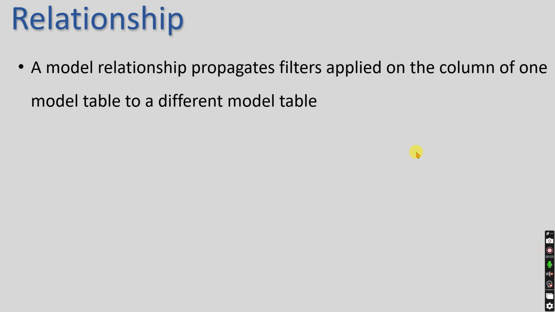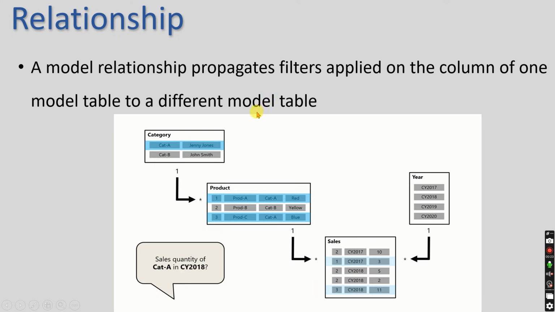In this section, let's try to understand what a relationship is in Power BI. A model relationship propagates filters applied on a column of one model table to a different model table. So if you are not getting the definition of it, let's check it out in a diagrammatic way.